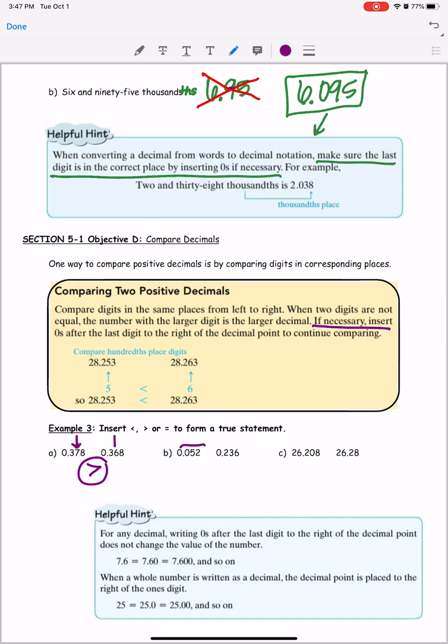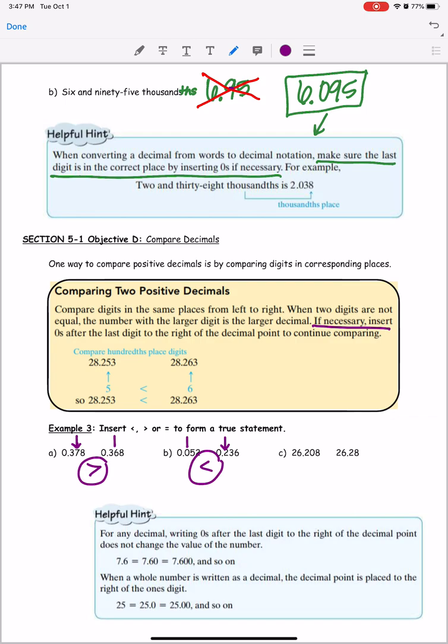Here, don't look at this as a number. Don't look at that as 52 and 236. Compare your first number to the first number. Which one is bigger, a 0 or a 2? That 2 is going to be bigger, so this one's going the other way.